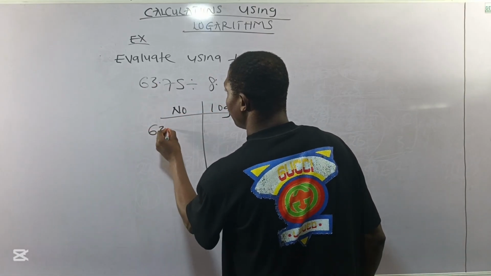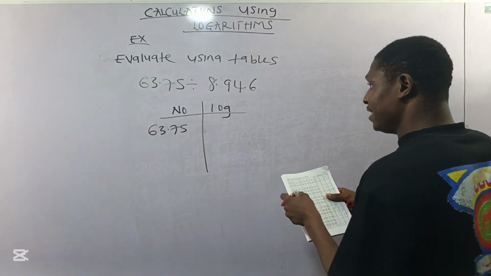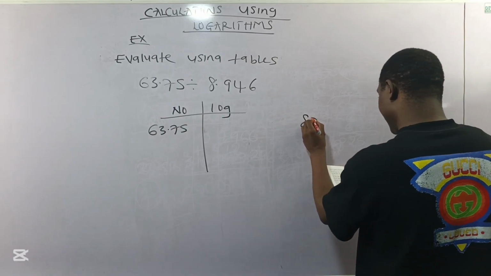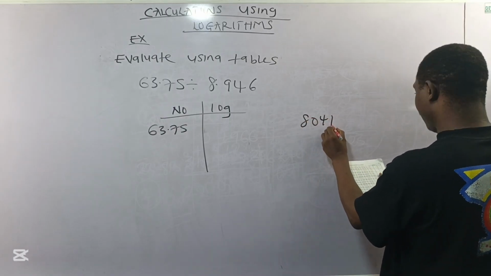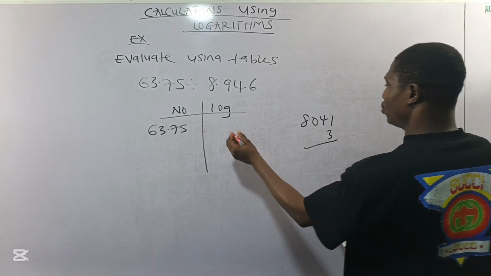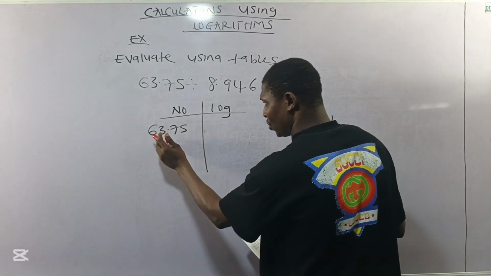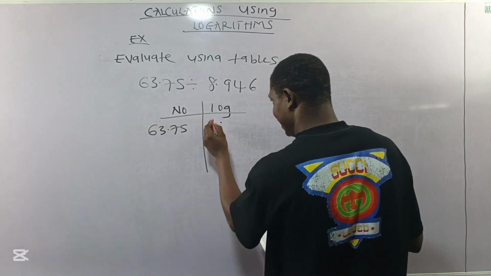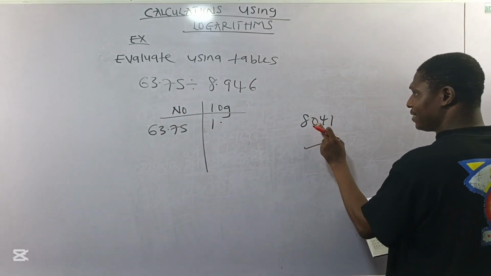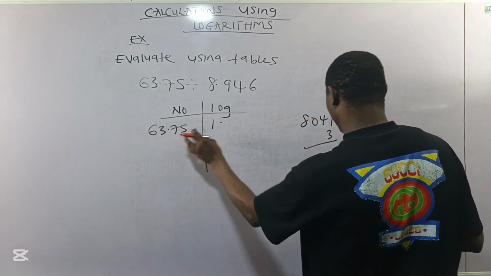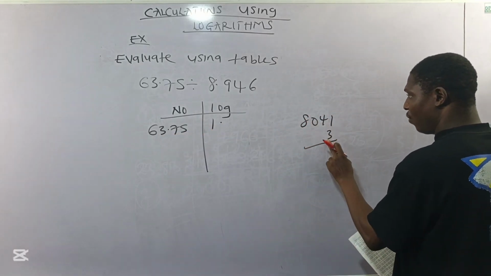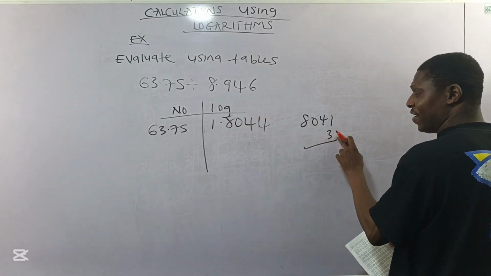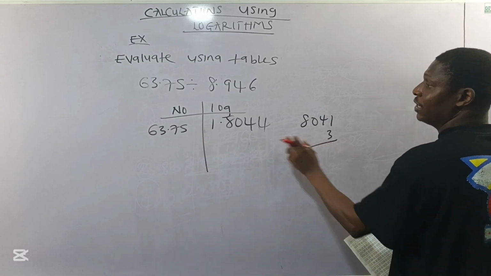First number is 63.75. Now we check 63 under 7, and that's 8041. And our difference 5 is what? 3. We add 3 to this. But our characteristic is what? We have 2 digits before the decimal. 2 digits minus 1 will give me 1 as my characteristic. So I have 63 under 7, difference 5, to give me 8044.